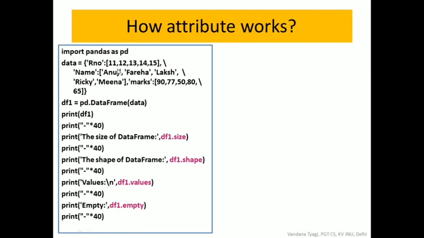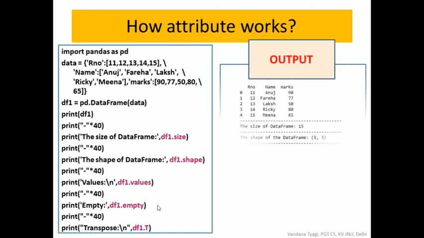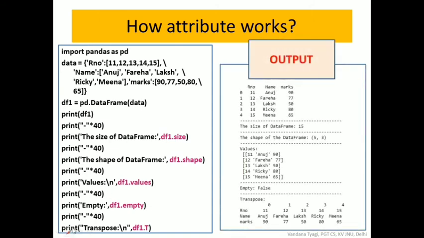Now coming to the other attributes, we have df1.size, df1.shape, df1.values, df1.empty, and df1.transpose. Let's see the output. If we look at df1.size, it displays the total number of elements. So this is my output.